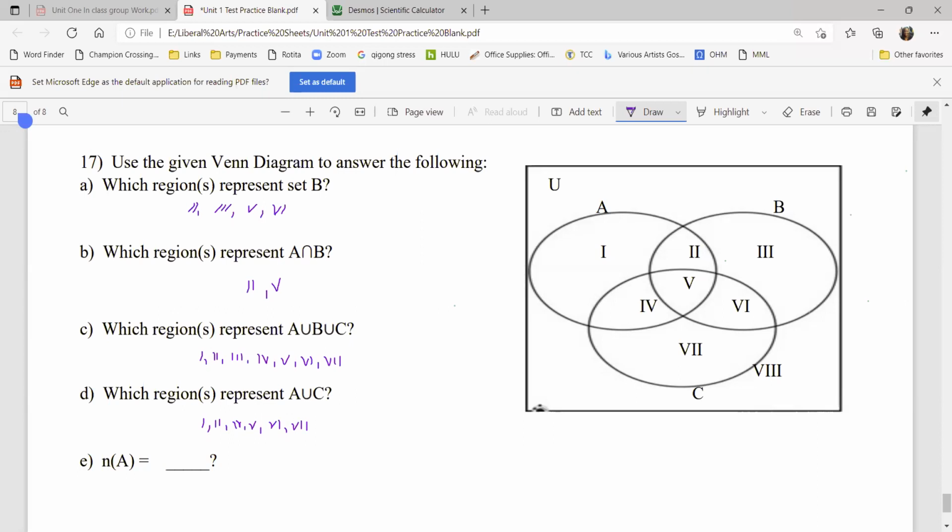What is the third one for D? For D, what is that? 2, 4, 5, 6, and 7. Thanks, Irma.